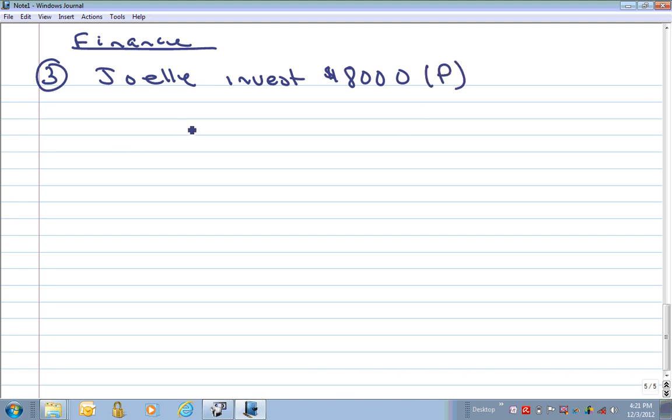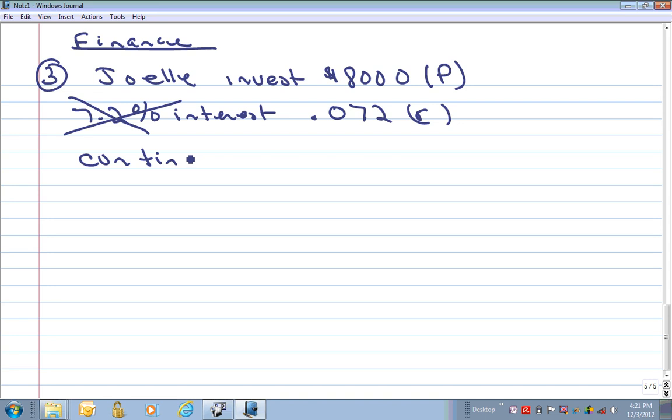All right, they invest $8,000 into a retirement account. This time we're going to say at 7.2% interest. Immediately I'm going to cross this out and write 0.072 because that's going to be my interest, and that's going to be my rate. And they're going to invest this continuously. So that means I'm going to have my E in my formula. And we want to know how long it's going to take for it to double. How long, which would be our T value. That's going to be our question mark, to double.